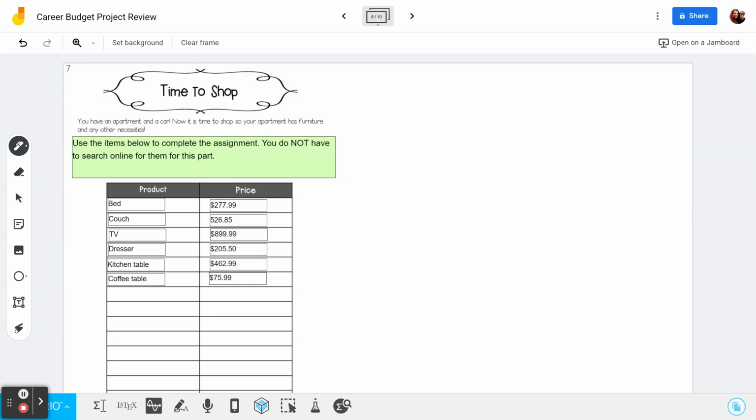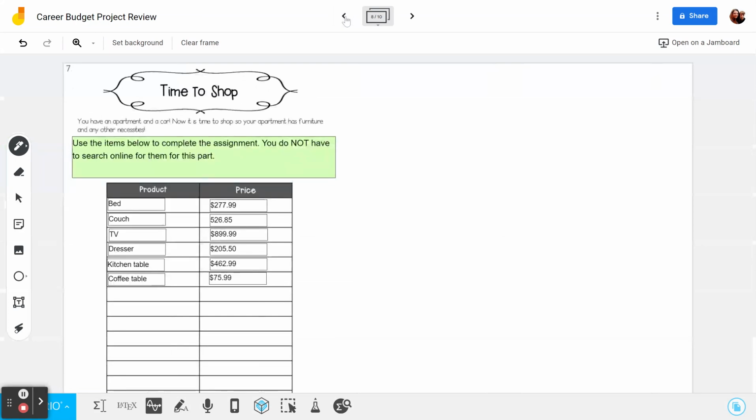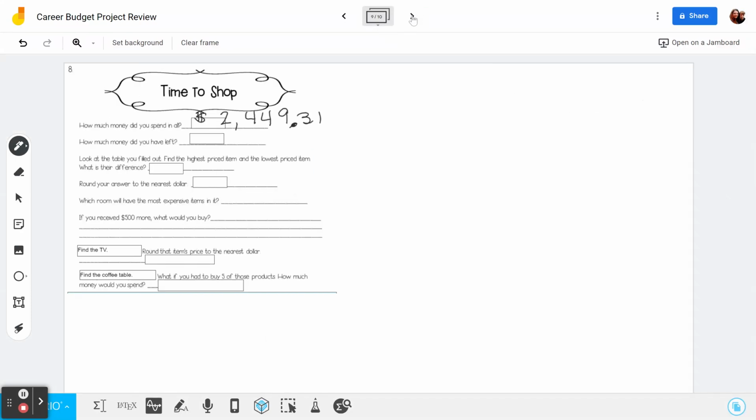So you may have to pop back and forth for this, or maybe split your screen, but I'm going to run through these numbers. So it says, how much money did you spend in all? You're going to total that, and we should end up with $2,449.31. So decimal. How much money did you have left? You were given a budget, and it said that you were given $2,500. That was on the previous page. Sorry about that.